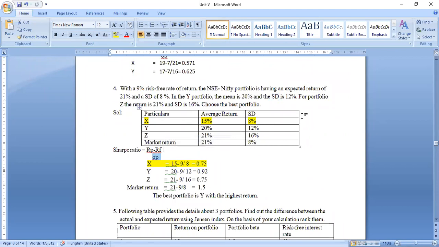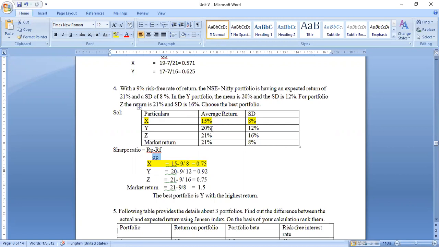If even a beta column is also added, and if they tell us to choose the best portfolio, then we have to calculate Sharpe as well as beta, using the values of beta given in the problem. Now for security X, I will not calculate, because by mistake I have taken these values. That is not asked in the question with regard to portfolio X and its values. So we will start with portfolio Y.